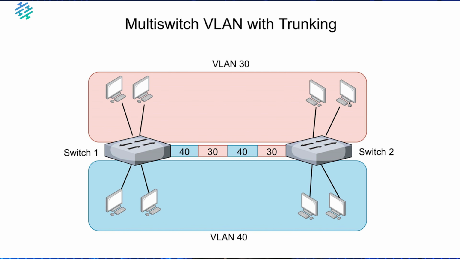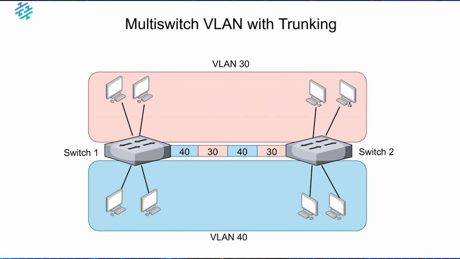Note the blue frame that you see that has 40 on it. That's coming from VLAN 40. And there's a pink one that says 30. And there's another blue one that says 40. And there's another pink one that says 30. We've got a single wire, and the traffic is being sent from the switches with the VLAN identifiers. That's how the traffic is kept separately.